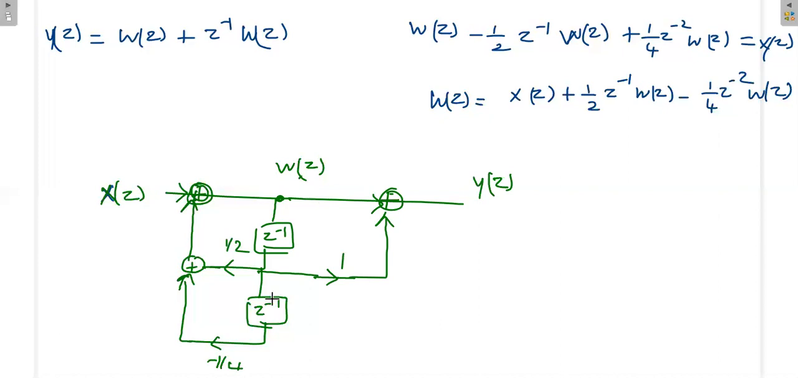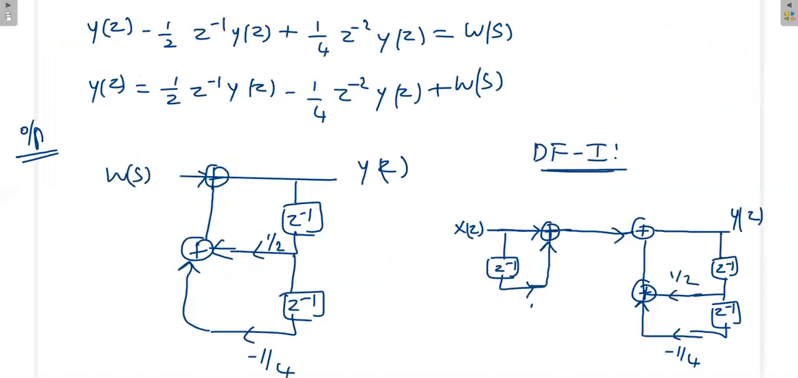Again, if you observe here, the delay element is common to both input and output, whereas in case of the direct form one structure, the delay element is different. Okay, again separately we are using delay element at input side, again separate delay element at the output side. Okay, that is the main difference between the direct form 1 and 2 structure.